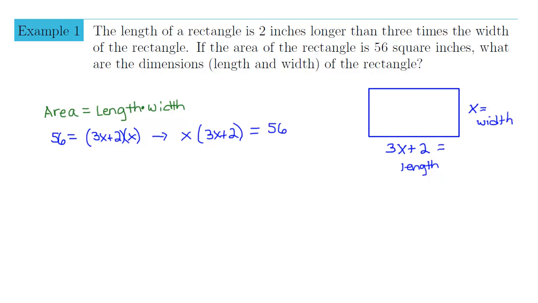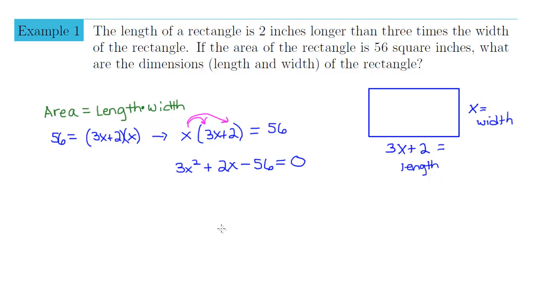Now let's solve this quadratic equation. What's our first step? Our first step is to get rid of the parentheses by using the distributive property. So we are going to distribute x through to the left-hand side. I have x times 3x, which is 3x squared, x times 2, which is plus 2x. And while I'm at it, I'm going to bring that 56 over to the left-hand side from the right-hand side by subtracting it. So that's going to simply give me the quadratic equation 3x squared plus 2x minus 56 equals 0.